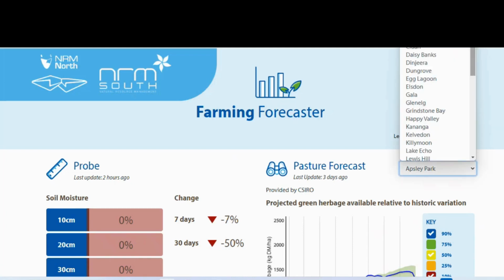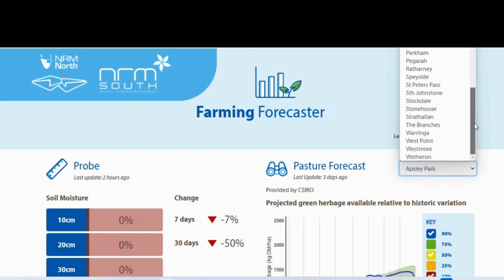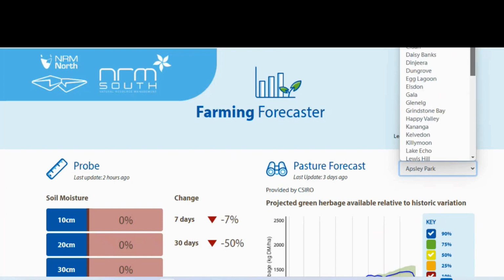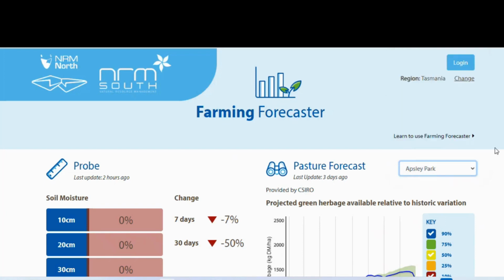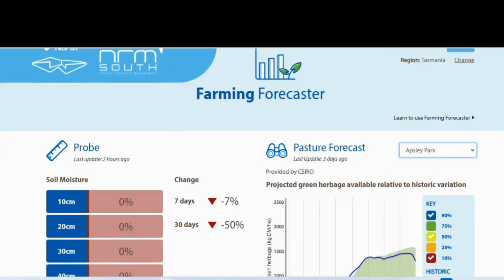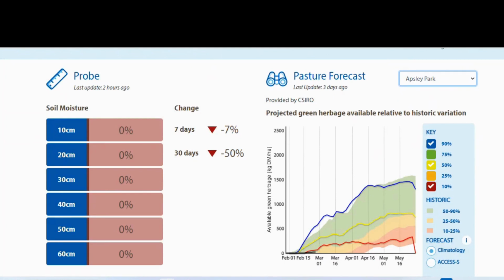This drop down box has all the sites in Tasmania now. Apsley Park just happens to be at the top because they're alphabetical. So let's keep moving down.